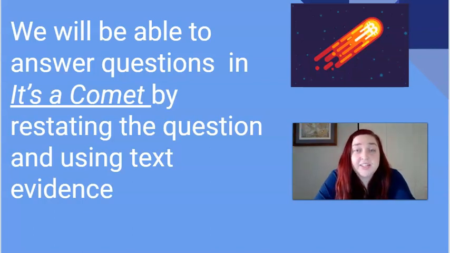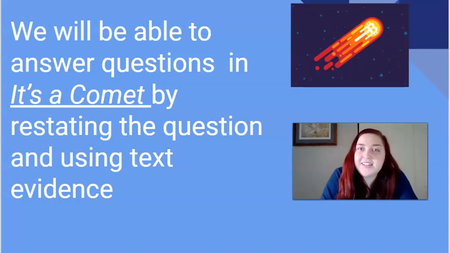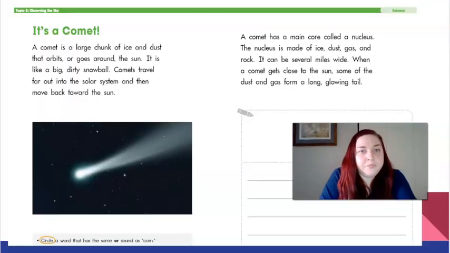This is the literacy lesson for Monday, April 27th. And today we're going to read a story called It's a Comet. And we're going to answer some questions from the story by restating the question words and using text evidence. Let's get started looking at our story.